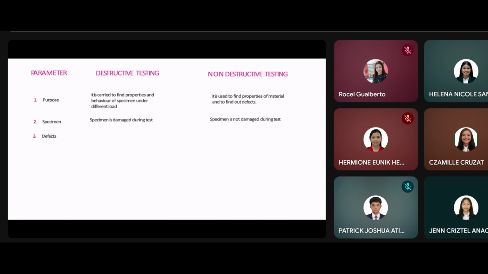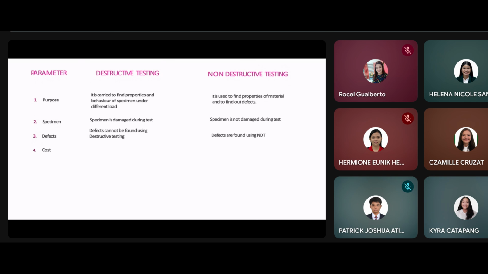Now going to the third parameter, defects, we know that defects cannot be found using destructive testing because it only gives you the idea about how much load it will carry or how much force it can withstand. At the same time, NDT will help you to identify minute microstructural defects in the material.